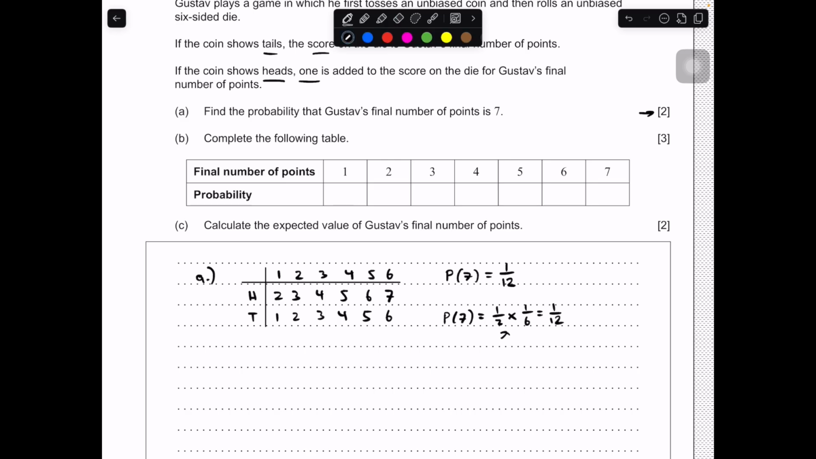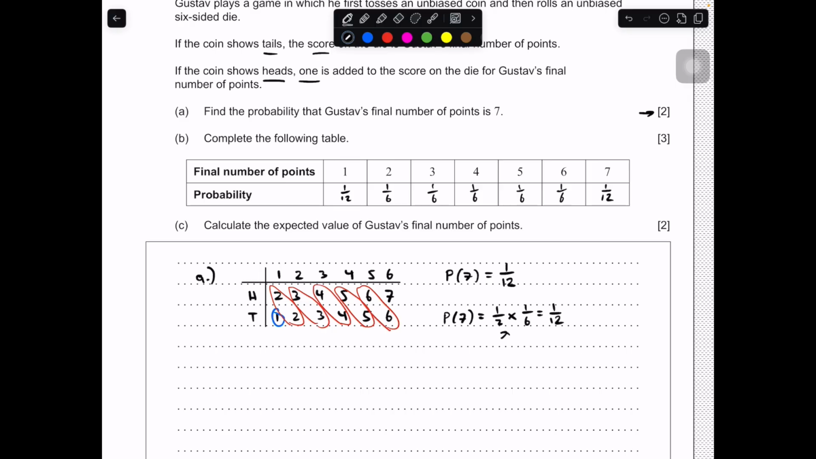Here we go. Final number of points: the probability of getting 1 point only happens 1 out of 12 times. 2 points happens 2 out of 12 times, or 1 out of 6. 3 is also similarly 2 out of 12. All of these are 2 out of 12 times, or 1 out of 6 if we're simplifying. So 1 out of 6, 1 out of 6, 1 out of 6, and then the probability of getting a 6 is also 1 out of 6, and this last one is 1 out of 12. Okay, that wasn't too bad.